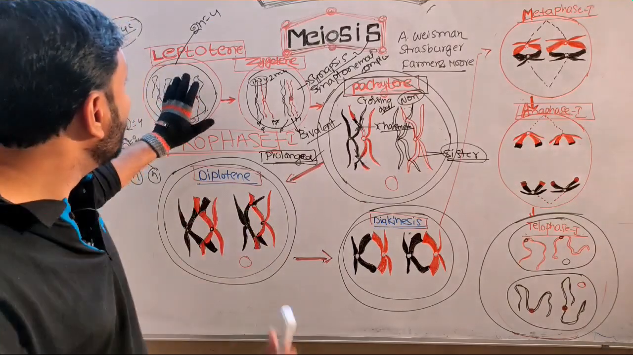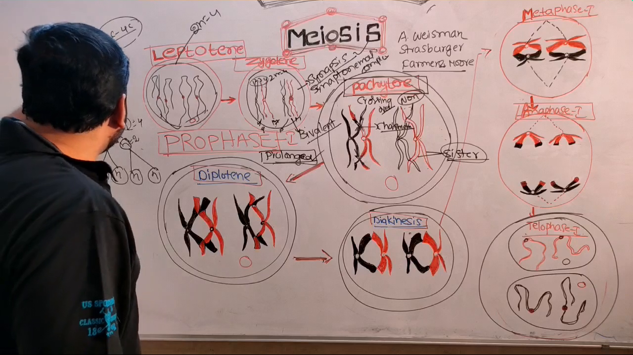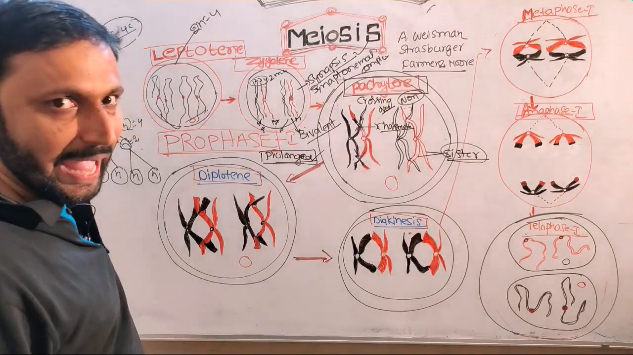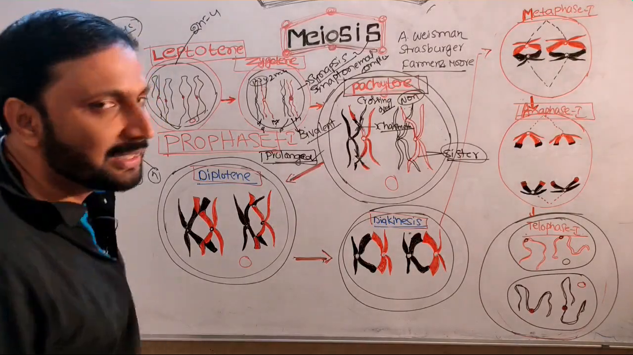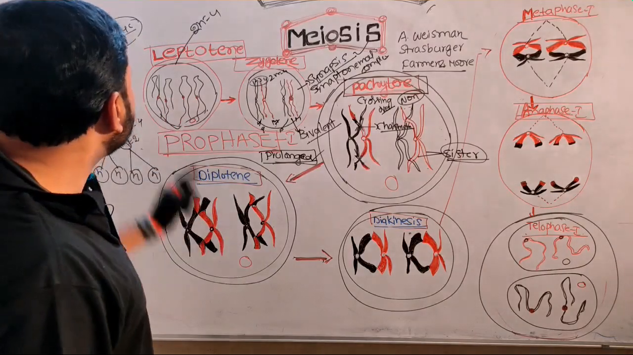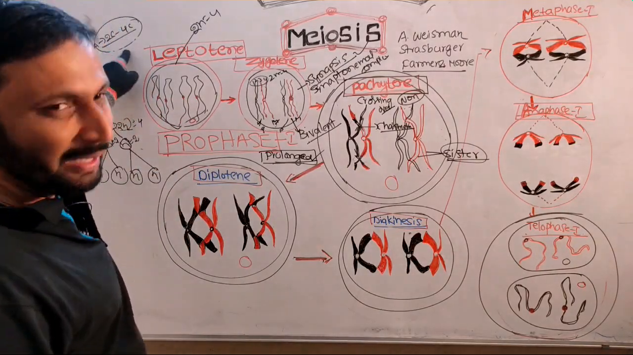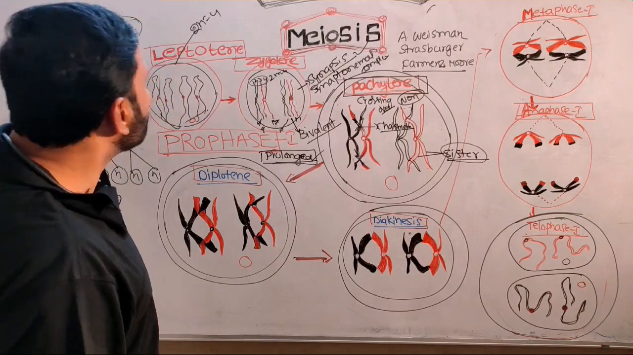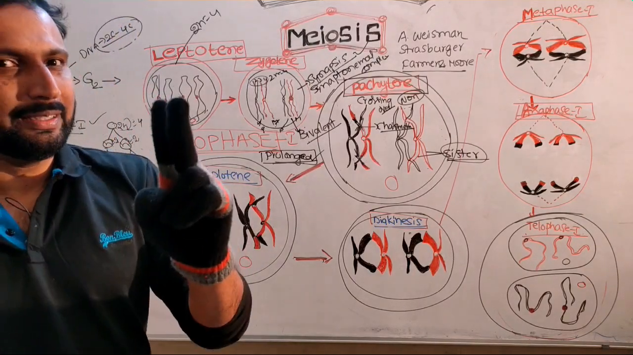But an important thing: before leptotene, interphase is completed. Interphase G1, S, G2 already completed. When S phase is completed, the DNA becomes doubled. It means DNA replication is over. There the DNA content becomes 2C to 4C. It means each chromosome contains two chromatids.